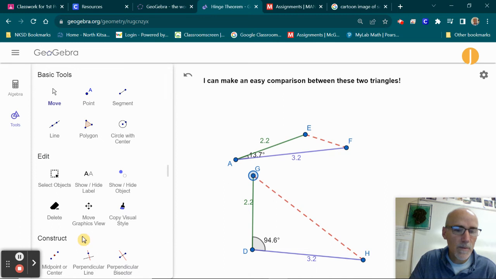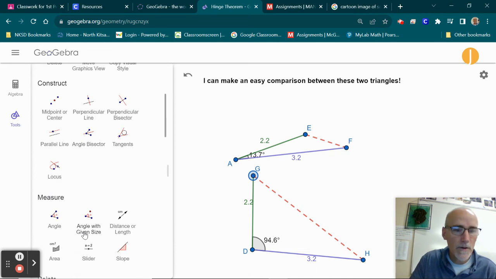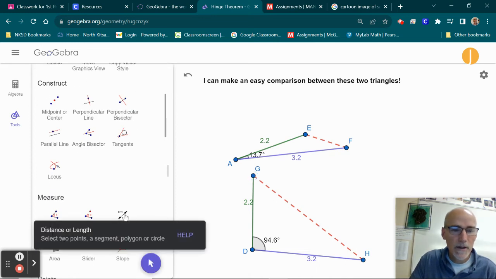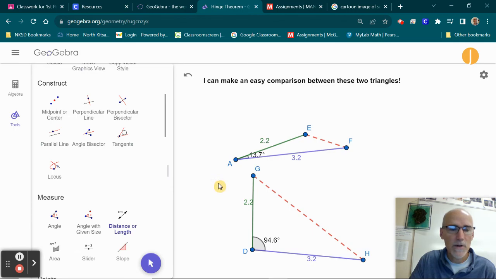If it still doesn't seem right to you, go down to the measure tool and click on distance. Okay, this thing pops up here. It says select 2 points, a segment, polygon, or circle. And so if I come over here and I select that segment right there, so I clicked on distance or length, right? And I click on the segment, it'll put 1.3 there, and it'll put 4 over here. You can see this one's way bigger than this red dash segment.